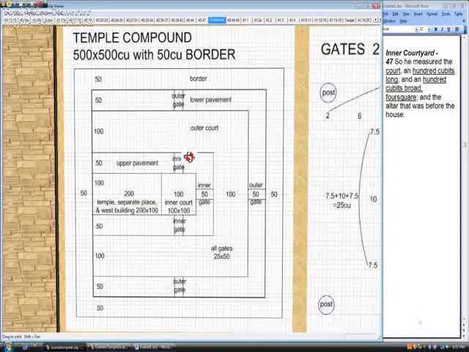Here's a diagram of the temple compound. The outer border, we came through this little wall, through the east gate. We looked at the outer court and the other gates, and we looked at the chambers for the singers and the inner court. We're going to now be looking at the temple, the separate place, and the west building.